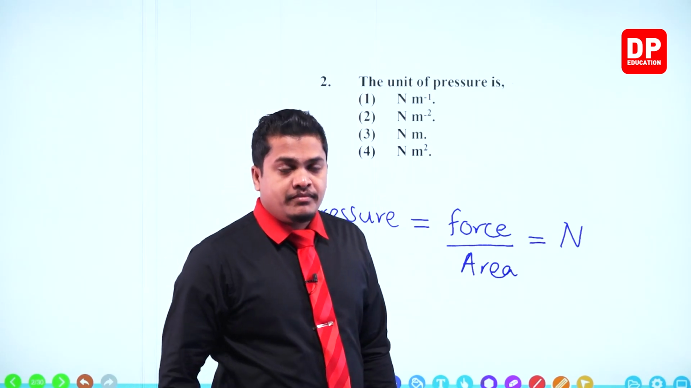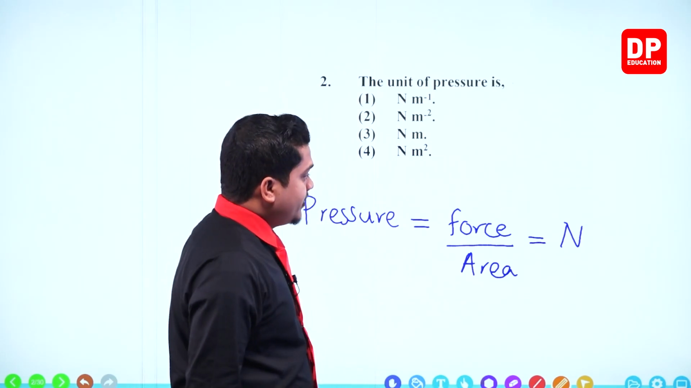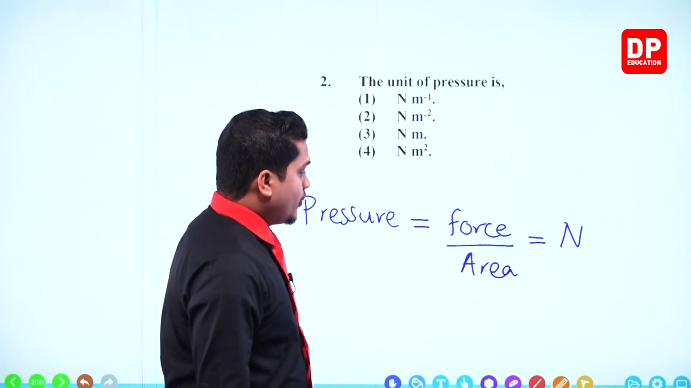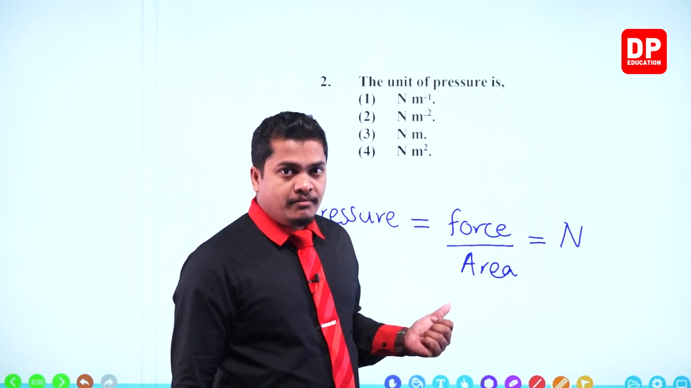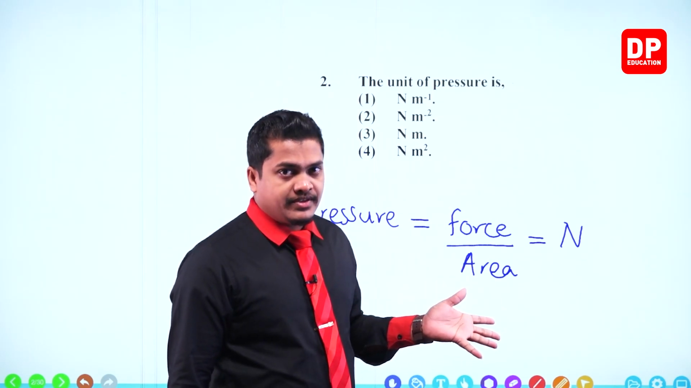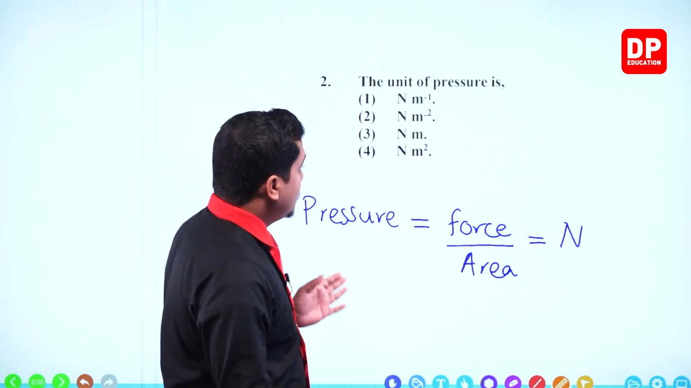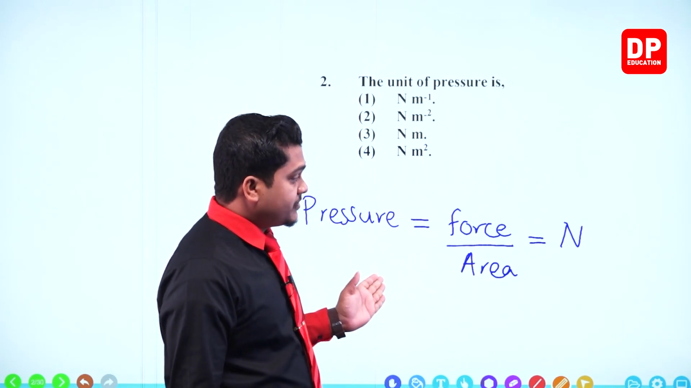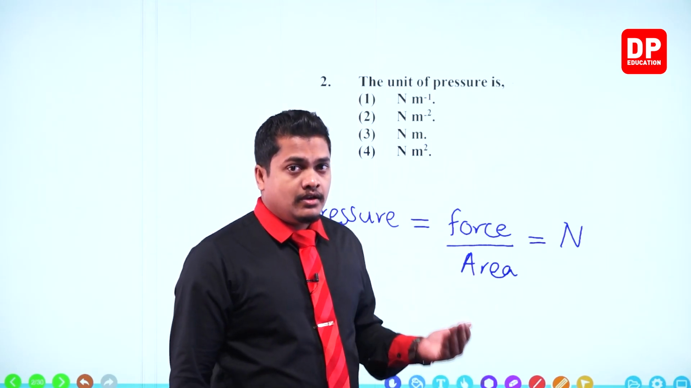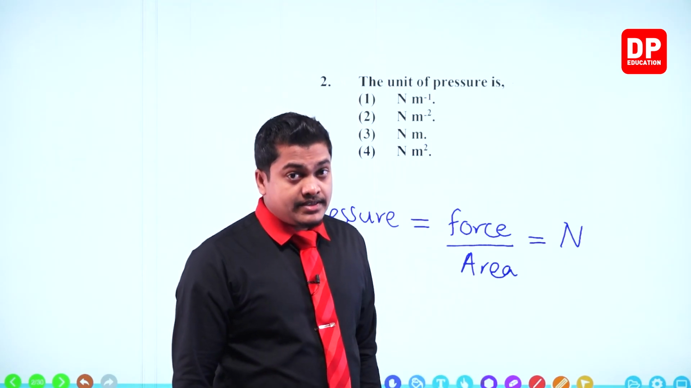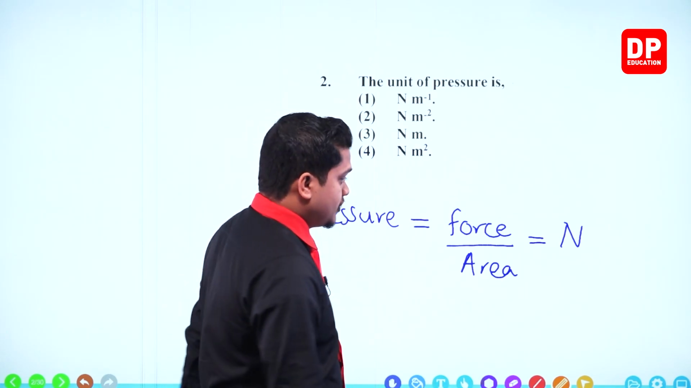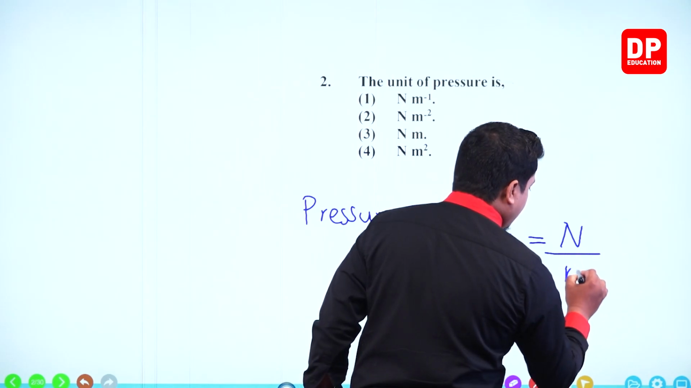Force is measured in newtons. This is the international standard unit for measuring force, right? Area, you know, is measured in square centimeters, square meters, and so on. There are several units, but here we have to substitute the international standard unit used to measure area. In this case, my dear children, the international standard unit is square meters. So we need to substitute square meters.